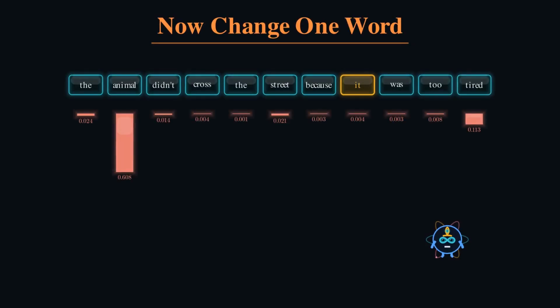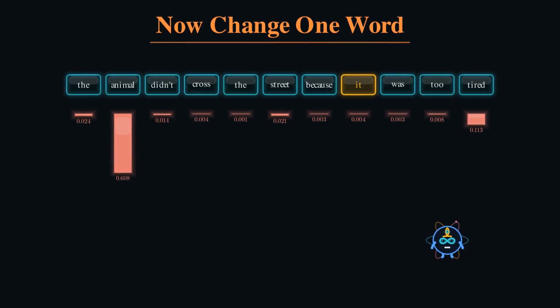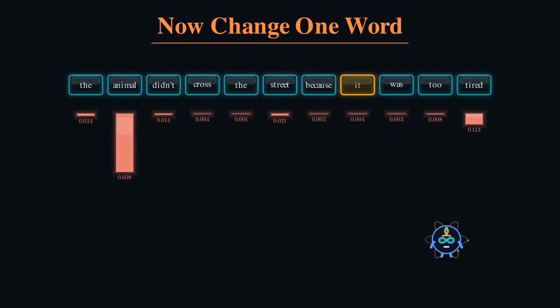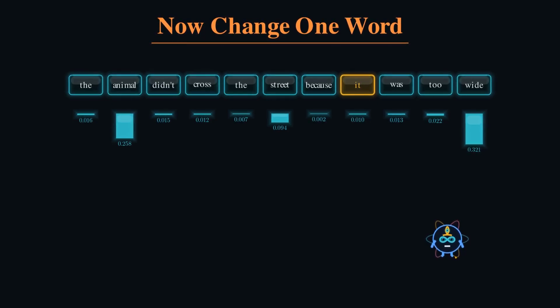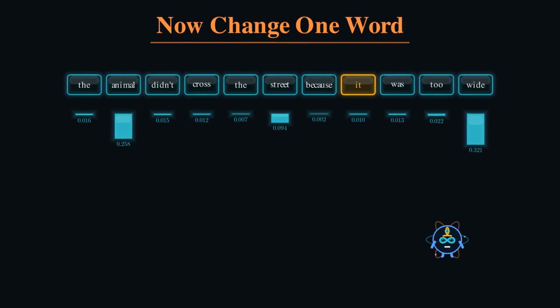Our toy flipped cleanly. Watch the real one refuse to. Our toy did something clean here. Change the last word and the arrow jumps straight from animal to street. So watch the real one do it. Tired becomes wide. Street gets 4.5 times more attention than it had. That is real, and it is in the direction the textbook promises.